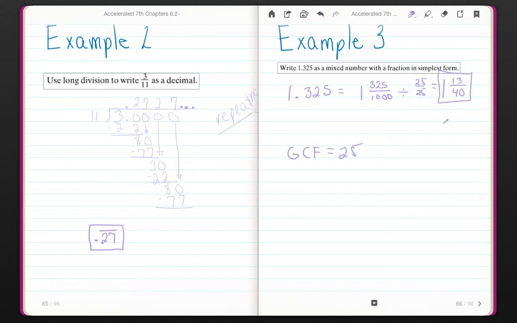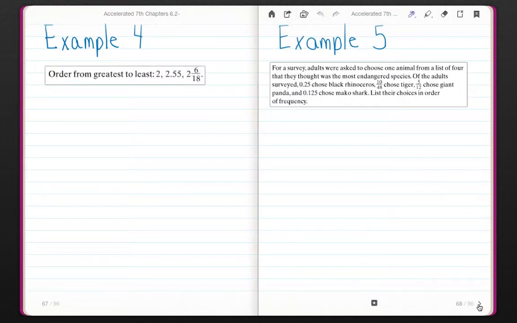Just make sure that whatever you think your final answer is, that fraction is in simplest form. If it isn't, if they have a common factor, then you need to reduce again until it is in simplest form. Okay? All right, this is a long one today. Example 4, order from least to greatest.